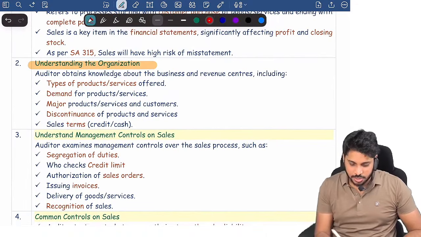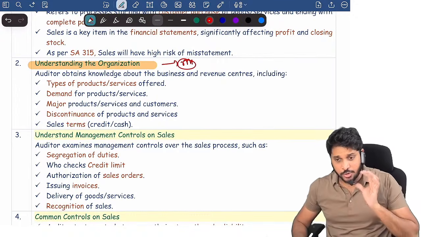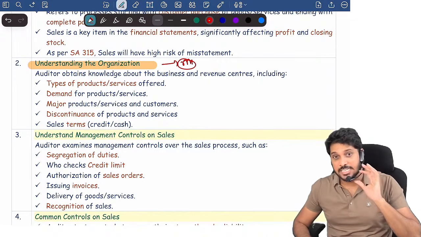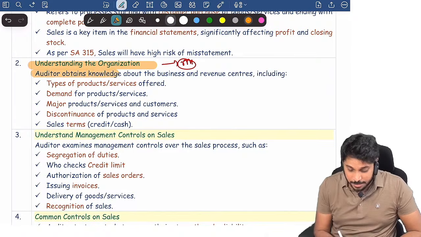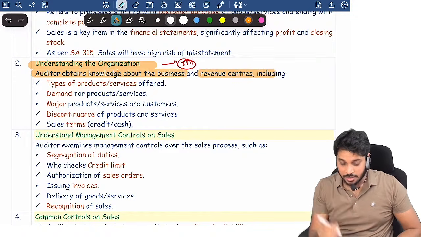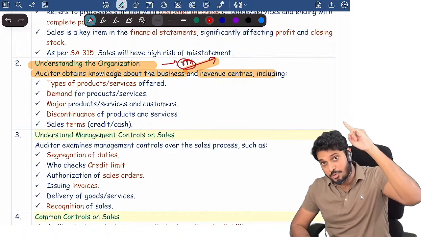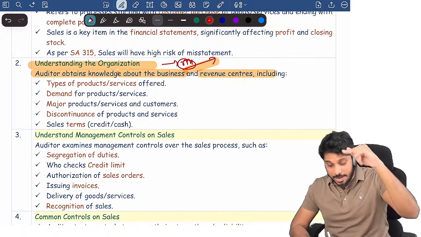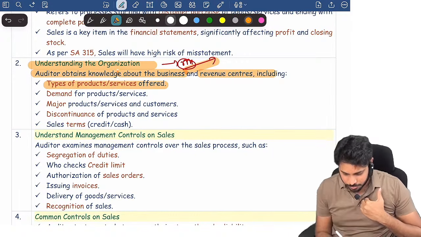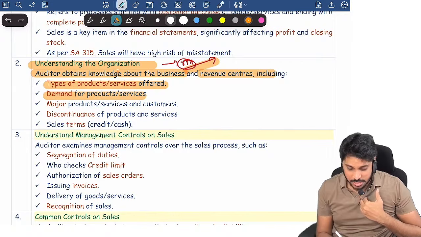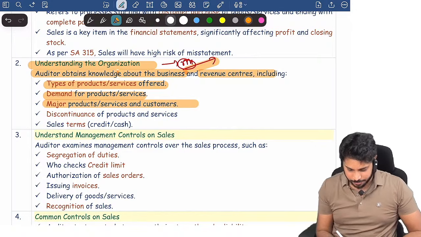Understanding the organization is most important. Whenever we are doing an audit of sales, we should first understand the organization. The auditor must obtain knowledge about the business and revenue centers. In purchases it was purchases and production centers; here it is business and revenue centers. Like what products the company is selling, what is the demand for these products, what are the major products for the company, and who are the major customers.